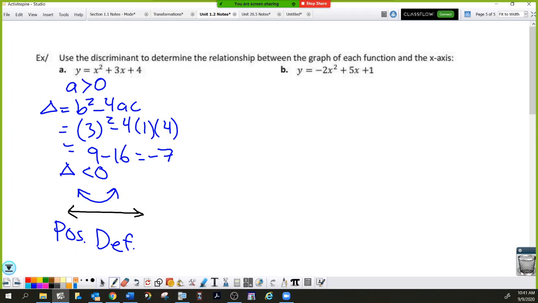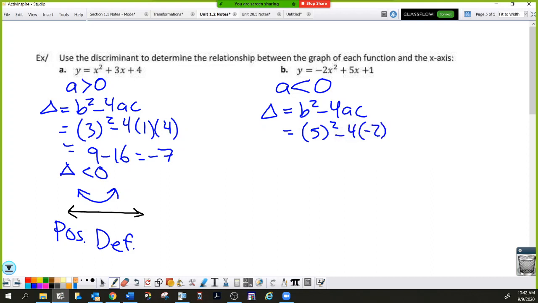Anyway, let's do it again. We know that this graph points down, because the front number is negative. So now we just need to figure out what's going on with our b squared minus 4ac. So 5 squared minus 4ac. Is that 25 plus 8? Or 33? Oh, so I have a positive discriminant. That tells me I have 2 real roots, 2 distinct real roots.